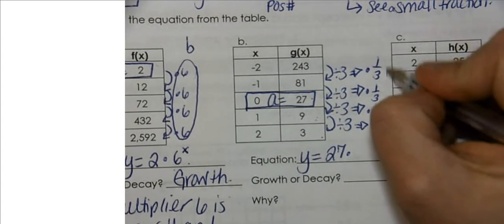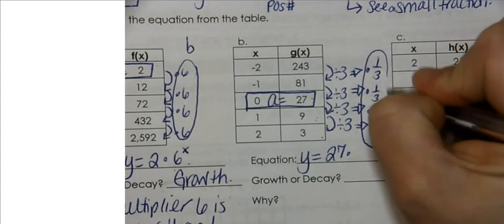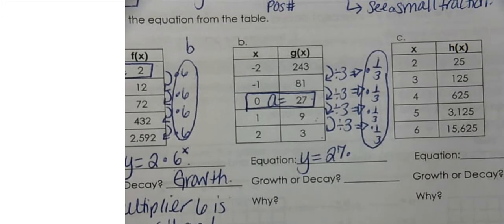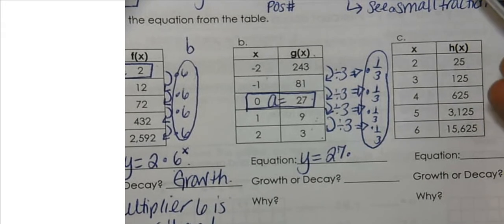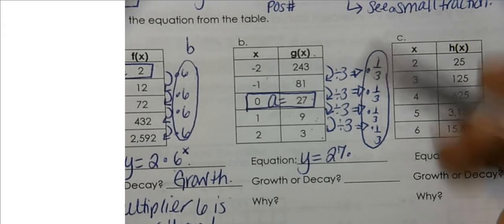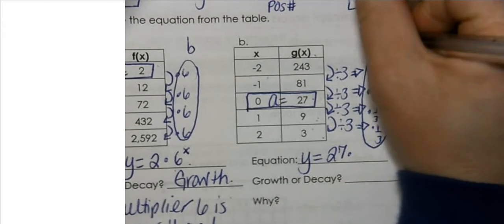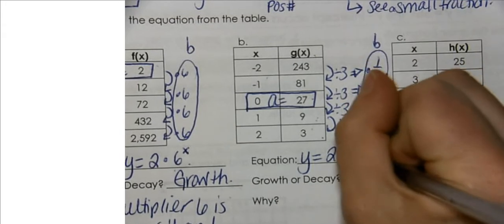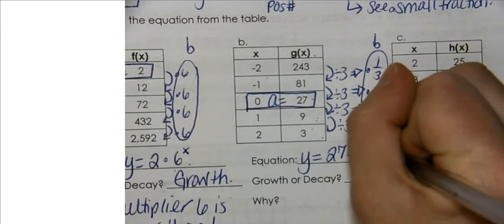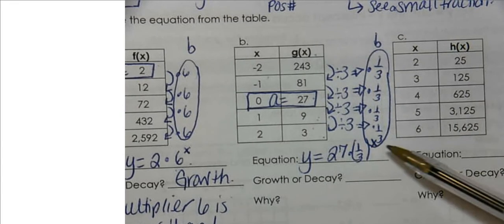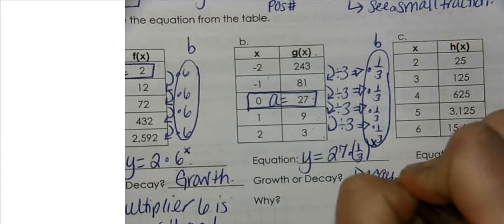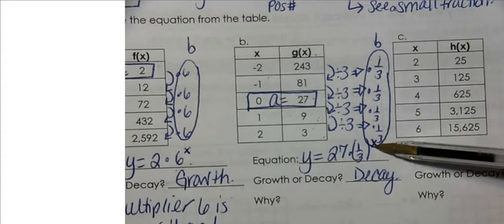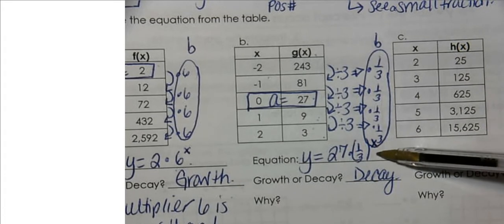And so in this case, we don't want to say the number 3 because that would indicate that our values would be growing as x increases. But that's not what's happening here. They're decreasing. So therefore, 1/3 is going to be our b value. Notice that this number is in between 0 and 1. And that means that this is going to be an exponential decay function. So my equation is going to be y equals 27 times 1/3 raised to the x power.